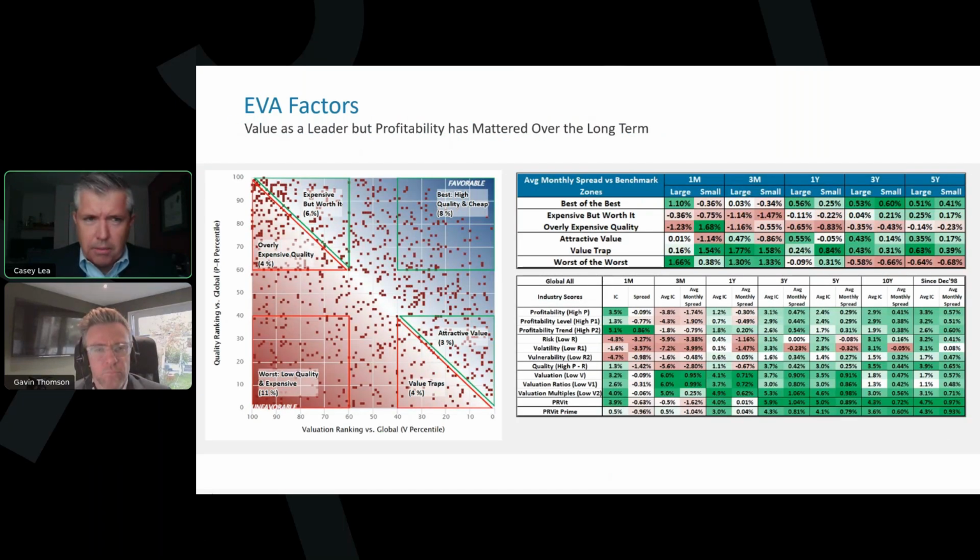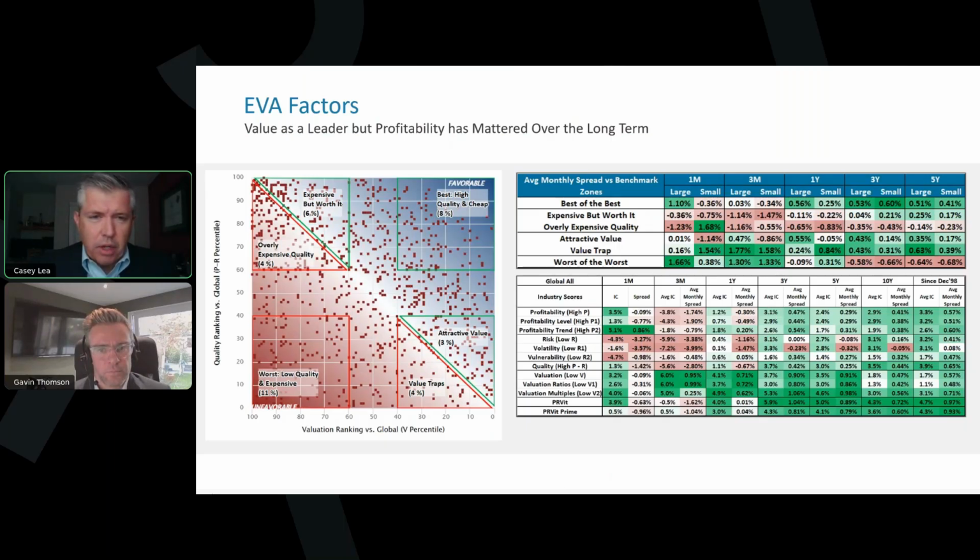Here we look at our different EVA factors. On the left, we have our heat map, which is a nice visual tool to pinpoint a company's place in terms of quality versus value. Quality is on the y-axis, where higher is better quality or more risk-adjusted profitability. And valuation is on the x-axis, where further to the right is cheaper. So in the upper right-hand corner, we have the best of the best. These are companies with the highest level of quality and available for a cheap price.